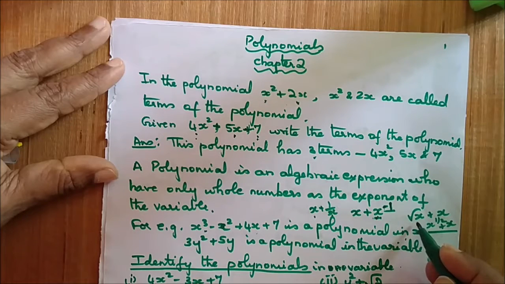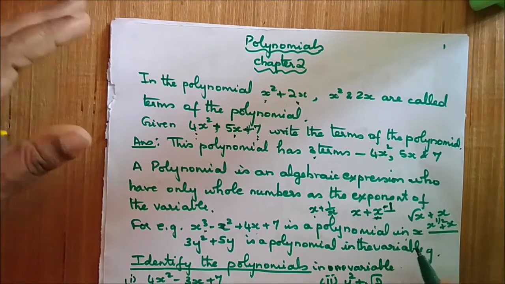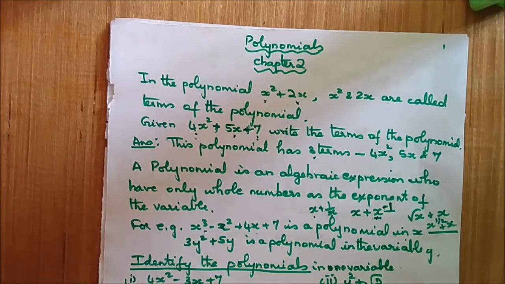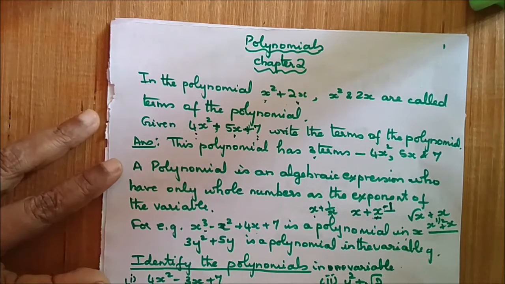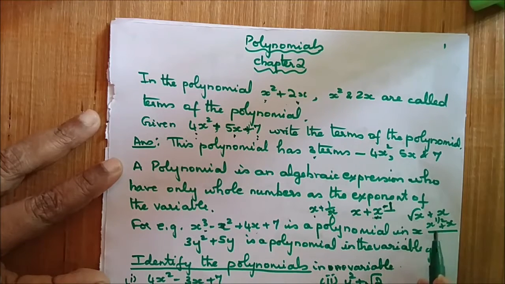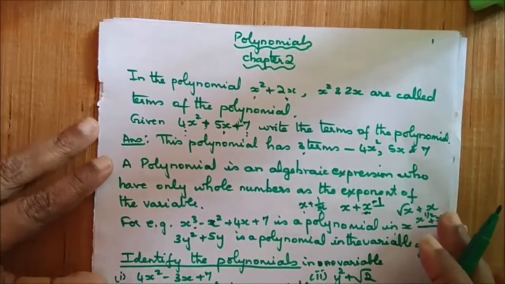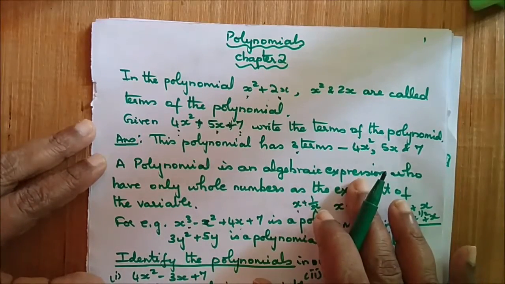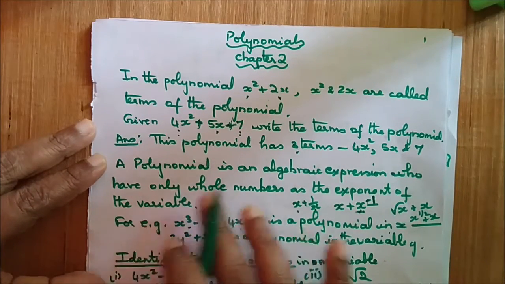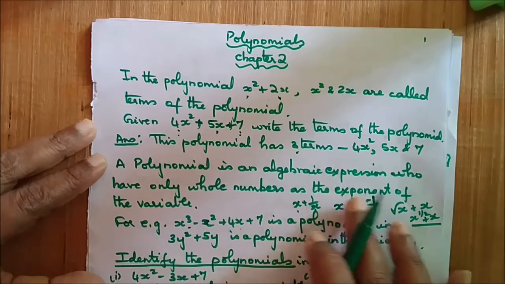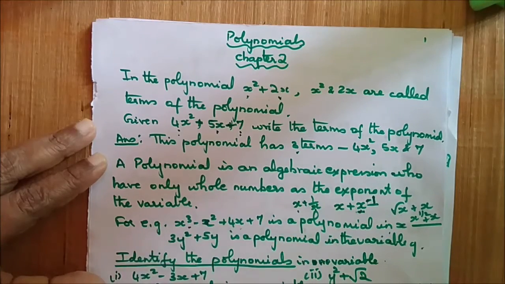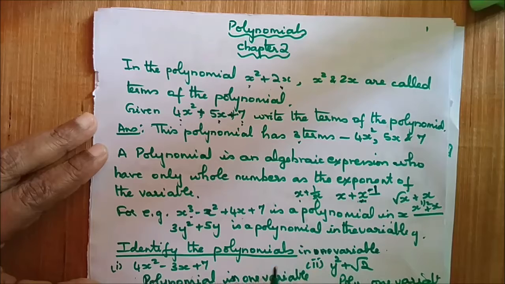Another polynomial I'll give you, root of x plus x. Now root of x can be written as x to the power half. So x to the power half plus x. So in this case, half is not a whole number. So once again, this is not a polynomial. A polynomial is an algebraic expression where whole numbers form the exponent of the variable. Here the variable is x.